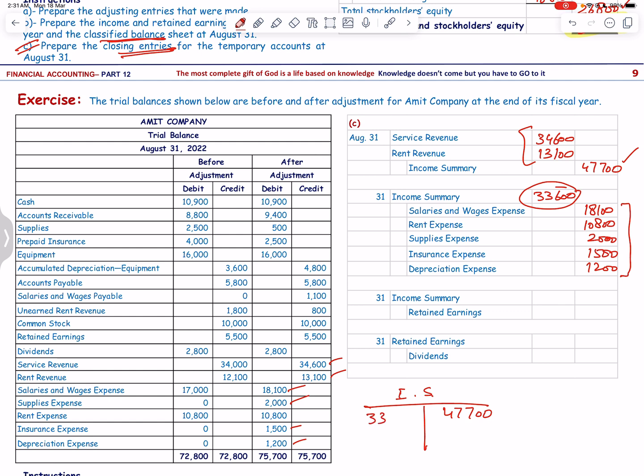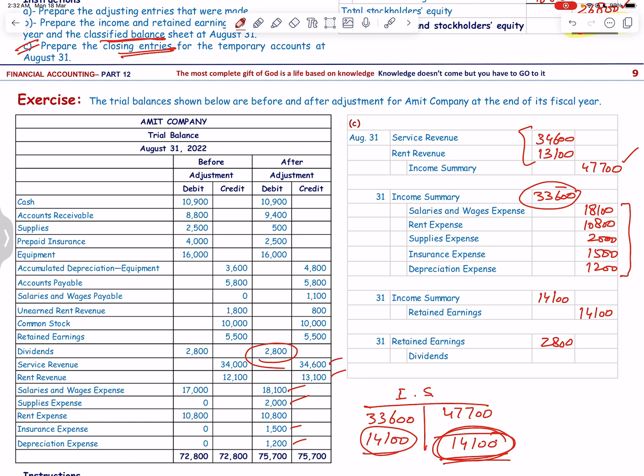14,100. And to close this balance, we have to debit the income summary by 14,100. So income summary is debited by 14,100, and to close we will be crediting the retained earnings by the same amount, 14,100. Finally, we have to close the dividend, and the dividend is 2,800. To close the dividend, retained earnings will be debited by 2,800, and dividend will be credited by 2,800.